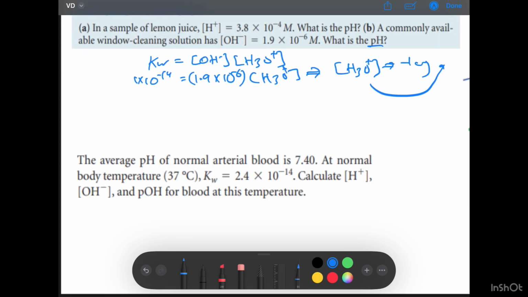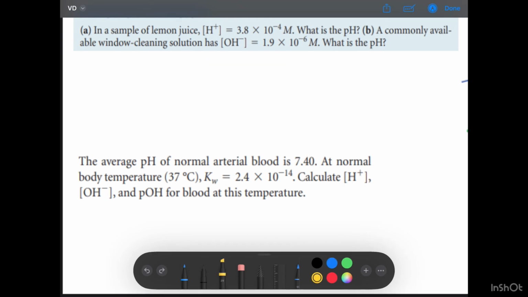Let's go to the last question. Pause the video and read the question carefully before you see my answer. The question says, the average pH of normal arterial blood is 7.4. At normal body temperature, which is 37 degrees, the Kw is this. Calculate the concentration of H positive, the concentration of OH, and the pOH.